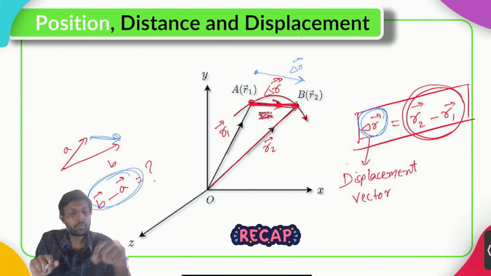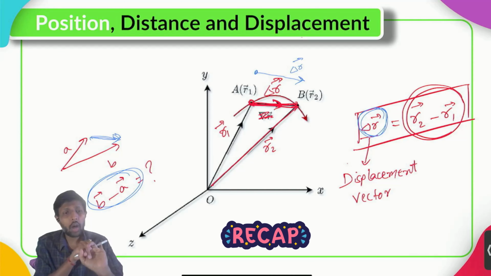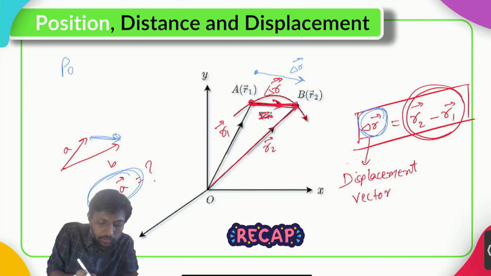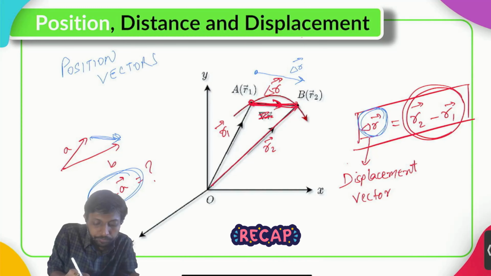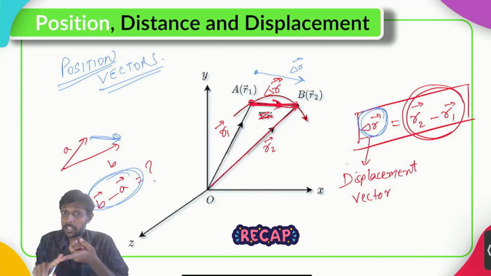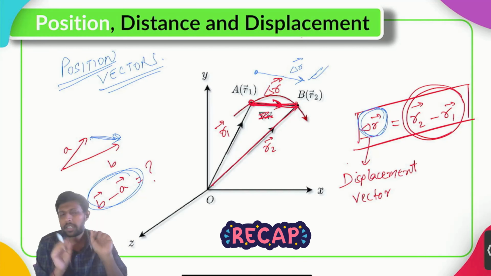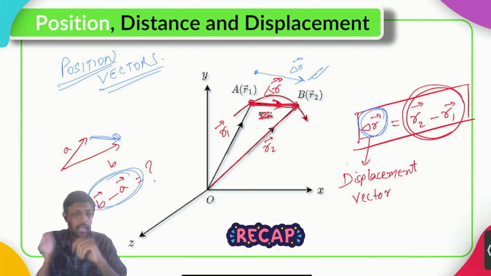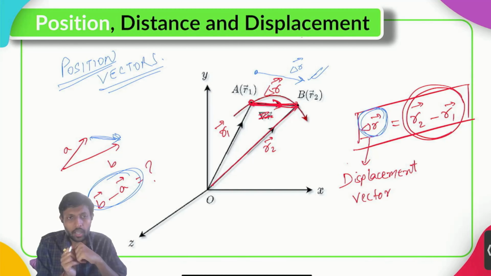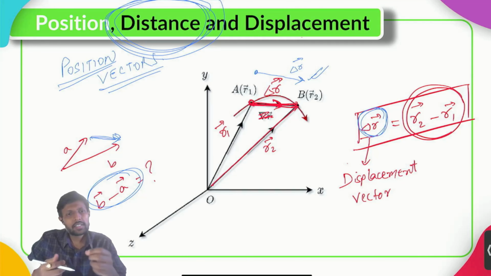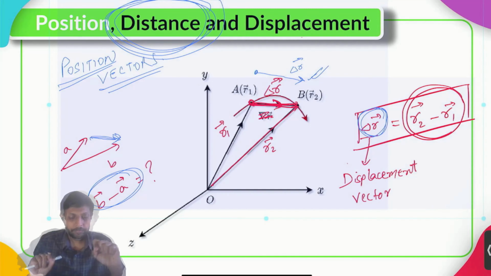So a quick recap of what we did here. We understood how positions are represented using vectors. Those are called position vectors. Using position vectors, we defined something called displacement vectors. Displacement in essence is basically the shortest distance between 2 points, the initial and the final one. Now, let's look at distance. Distance is simply the total path length.